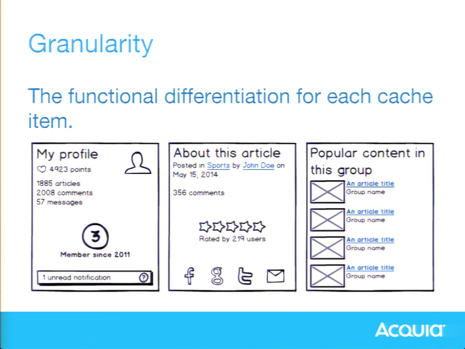So let's start with granularity. Granularity is the functional difference for each cache item. And we got 3 examples up here. The first one on the left is a user profile block. User profile blocks are going to be different for every user, right? In the middle, we have articles, like a block that you might put on your news articles to say, here's some information about this article, its author, what section it's in, its rating. That block is going to be different for every article on your site.